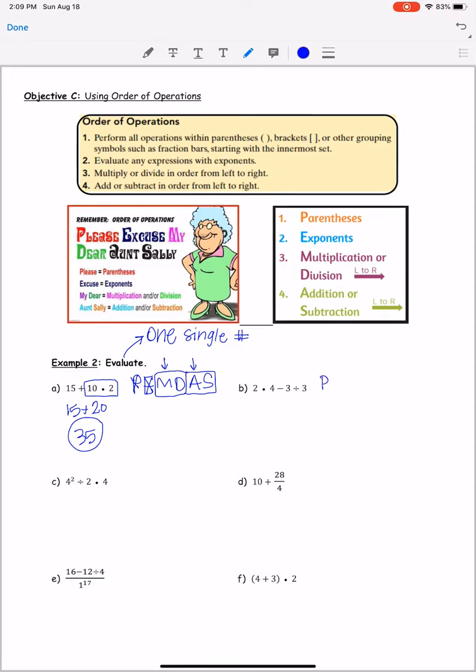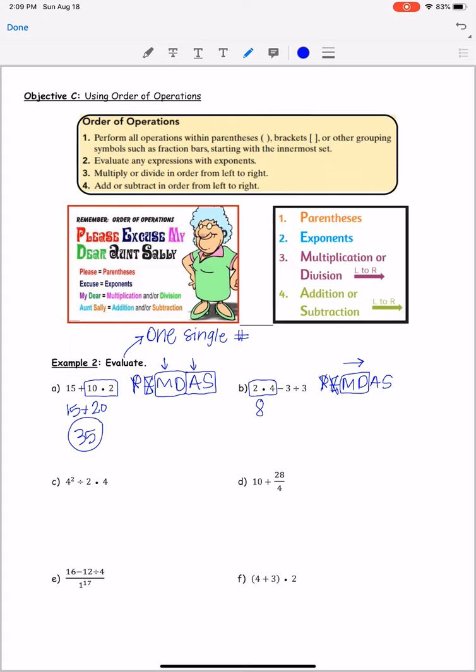B, please excuse my dear Aunt Sally. So do we have anything in parentheses? No. Do I have anything with an exponent? No. So multiply and divide. We're multiplying and dividing from left to right. So notice you have multiplication first right here. So we're going to multiply before I use this division symbol. So 2 times 4 gives me 8.